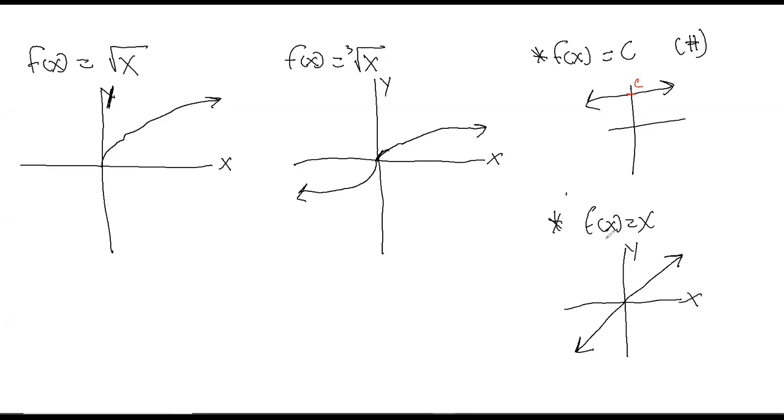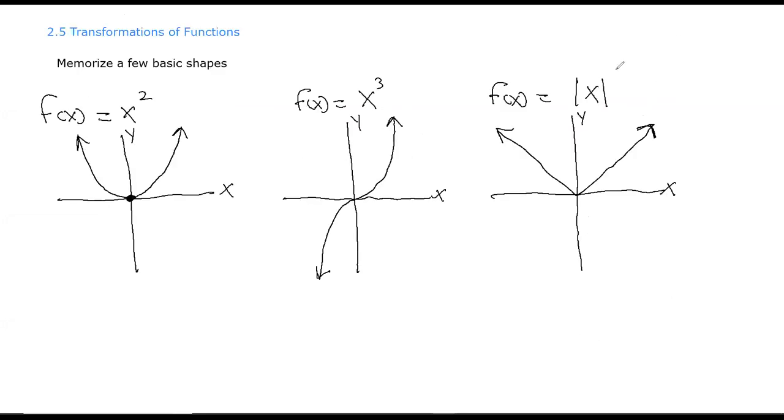So again, I am suggesting that you memorize the shapes of square root of x, cube root of x. I even admitted that one's not used as much, but you'll see it. x squared, x cubed, and the absolute value of x. So that's 5 that I'm suggesting that you memorize out of the 7 that I've really just given you.